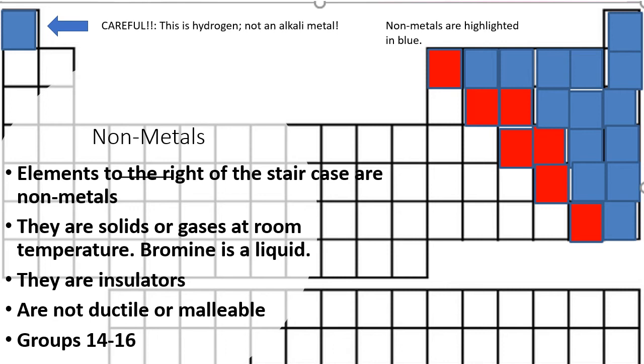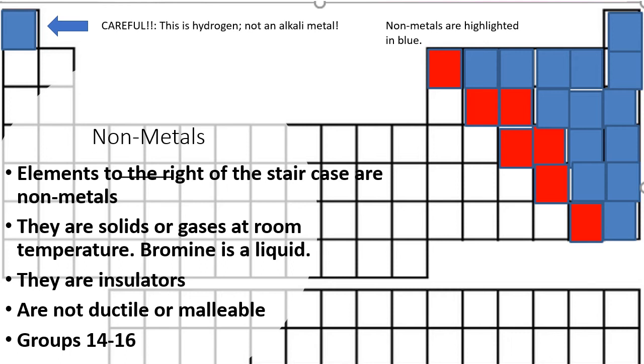Okay, so non-metals. Everything here highlighted in blue are non-metals. They're to the right of the staircase. They're usually solids or gases at room temperature. Bromine is the only exception. It's a liquid. They are insulators. They are not very ductile or malleable, and they're found in groups 14 to 16. Make sure that you know the properties of nonmetals. They're listed here for you. They're usually solids or gases except bromine. They're insulators, and they're not very ductile or malleable.